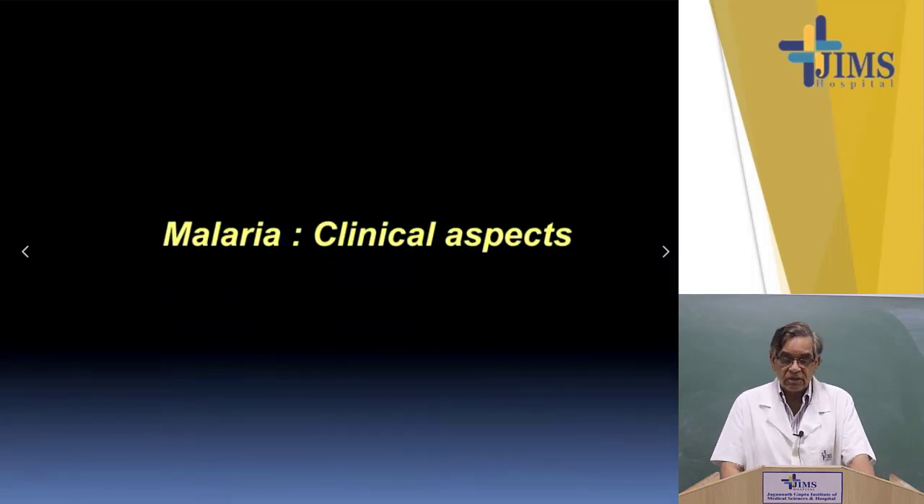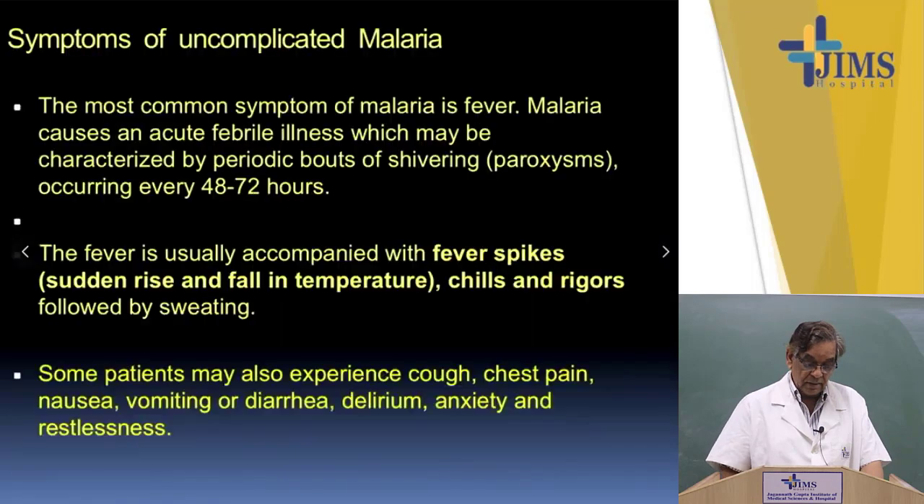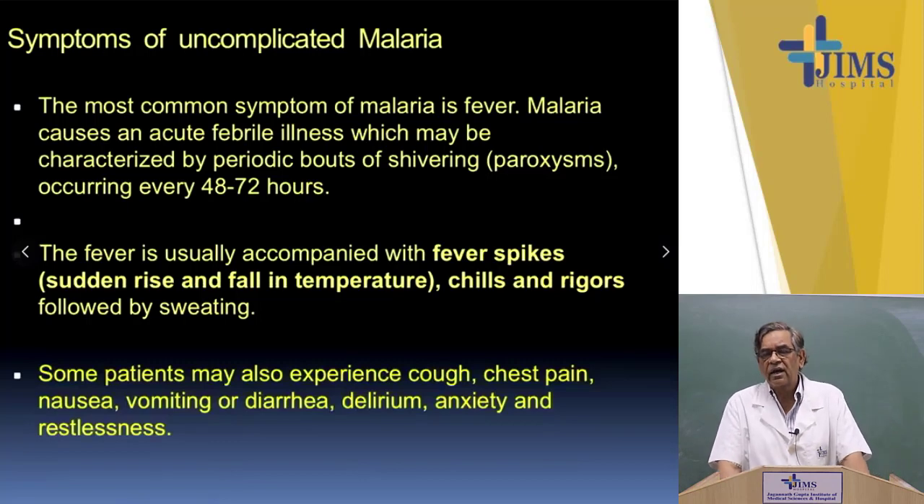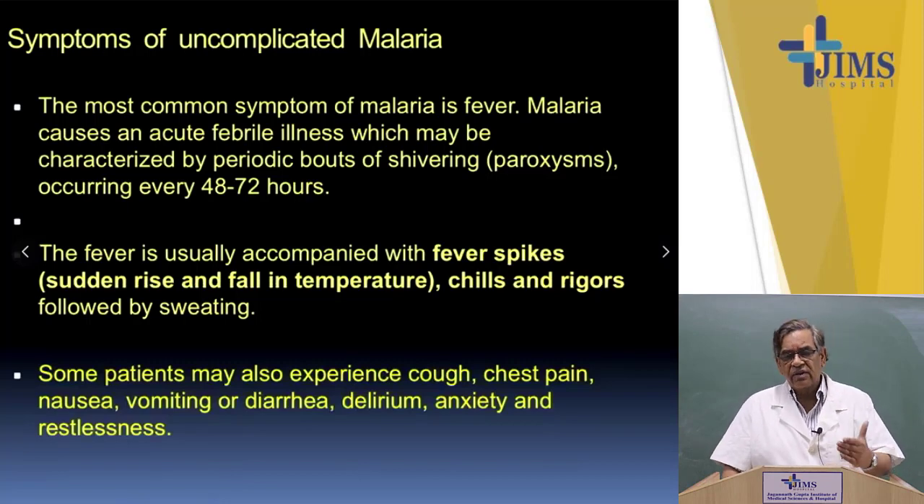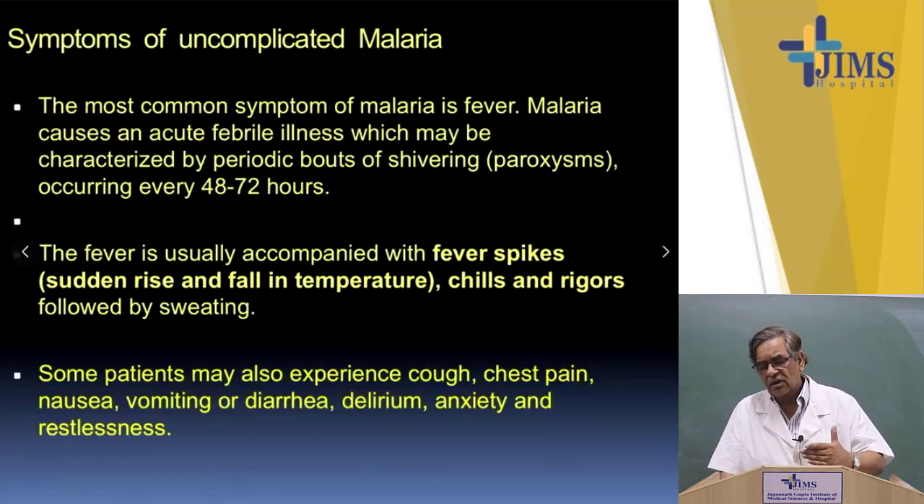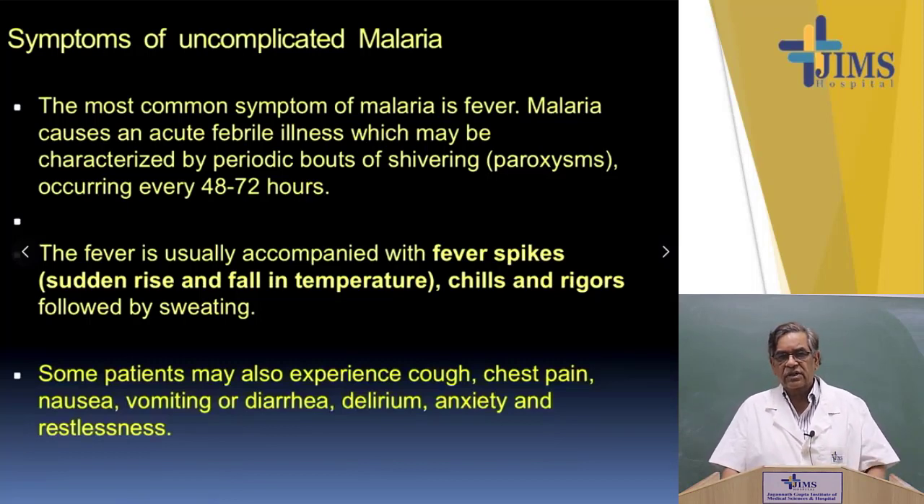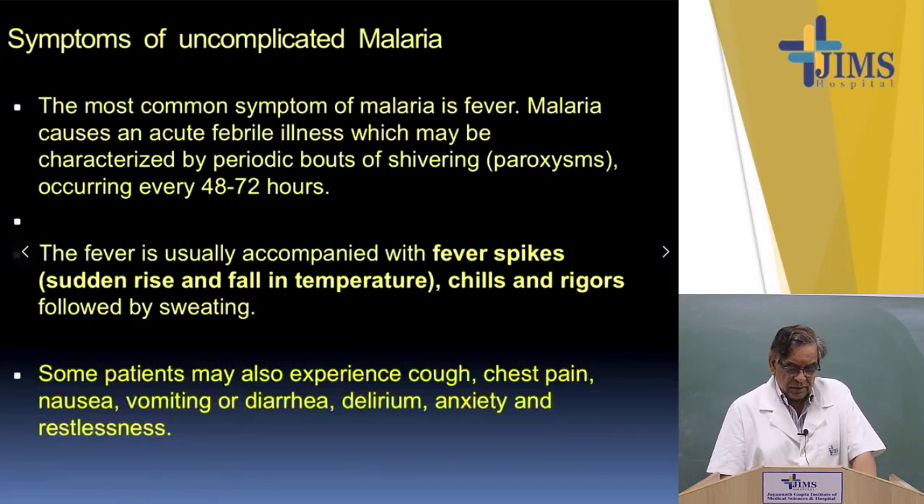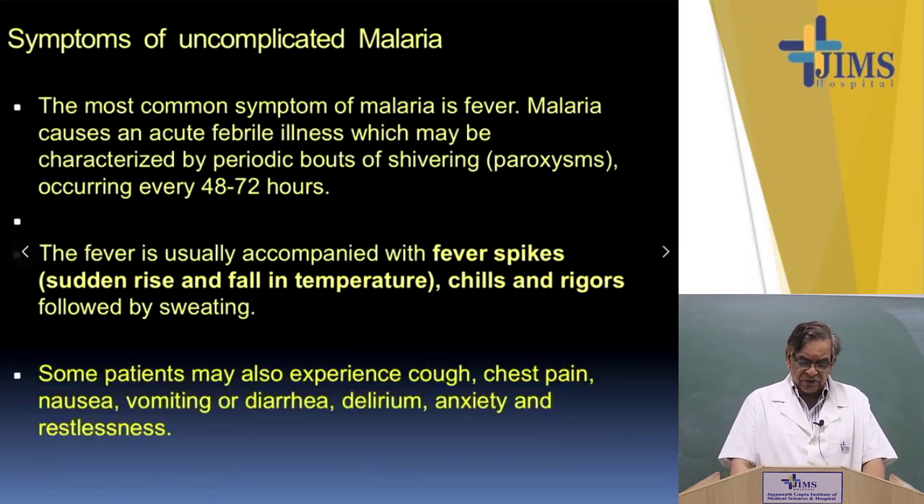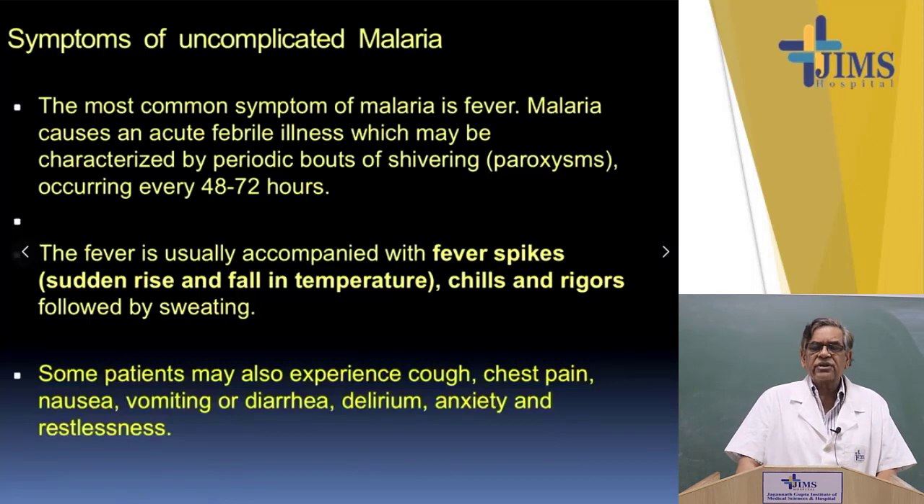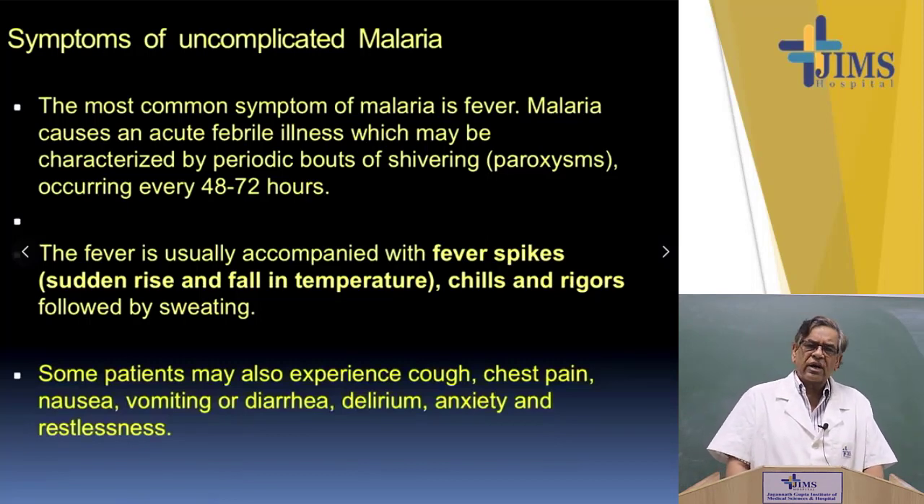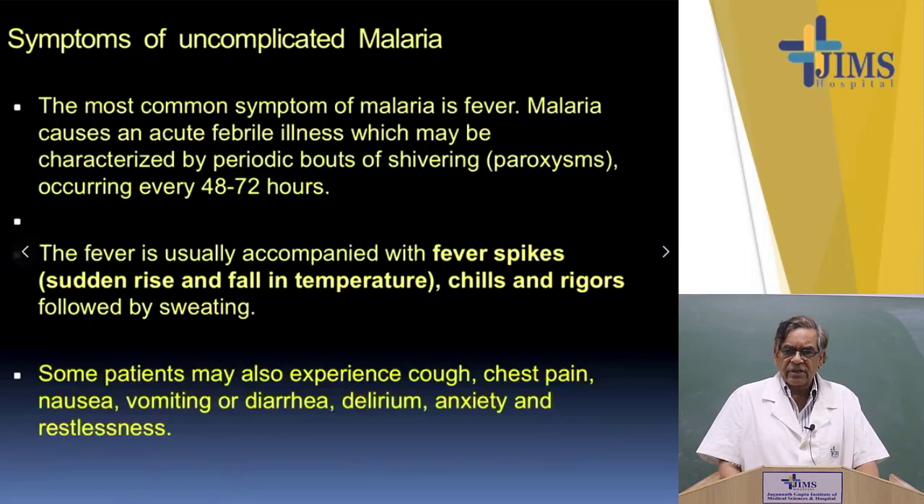Now we shall discuss the clinical aspects. The symptoms of uncomplicated malaria. Most of the symptoms of malaria basically are chills. You have fever with chill and rigor. So there is fever, there is chill, there is rigor. And there are certain stages. The stages are the cold stage, the hot stage, and the sweating stage. The fever is usually accompanied by fever spikes, sudden rise and fall in temperature, chills and rigors, followed by sweating. Some patients also experience bouts of nausea, vomiting, diarrhea, intense headache, restlessness.